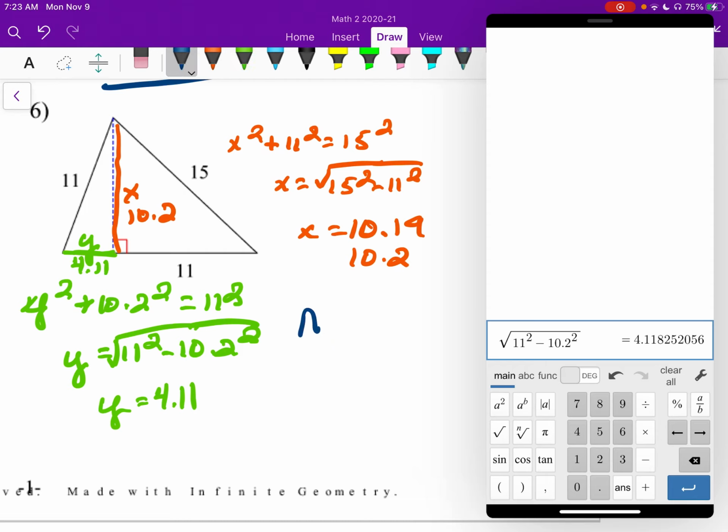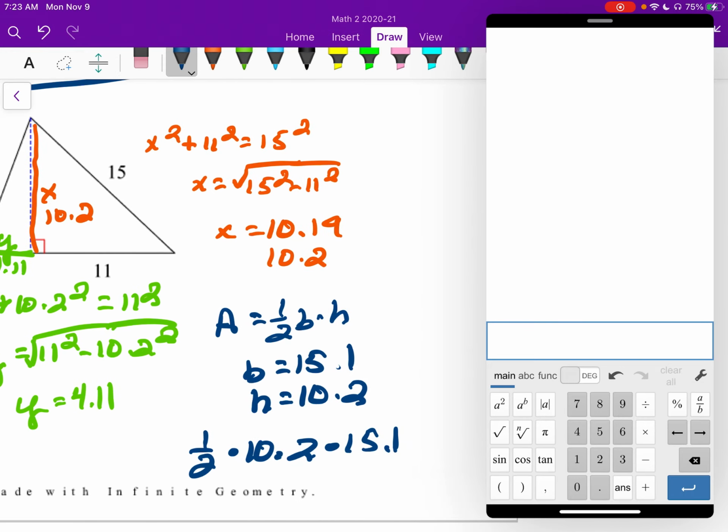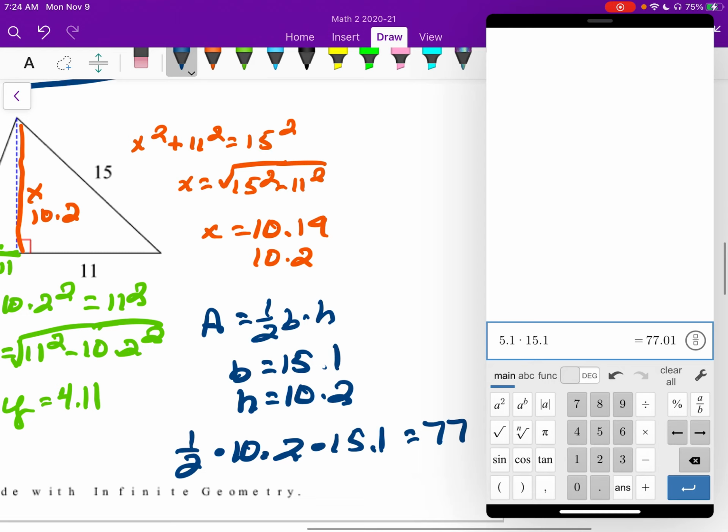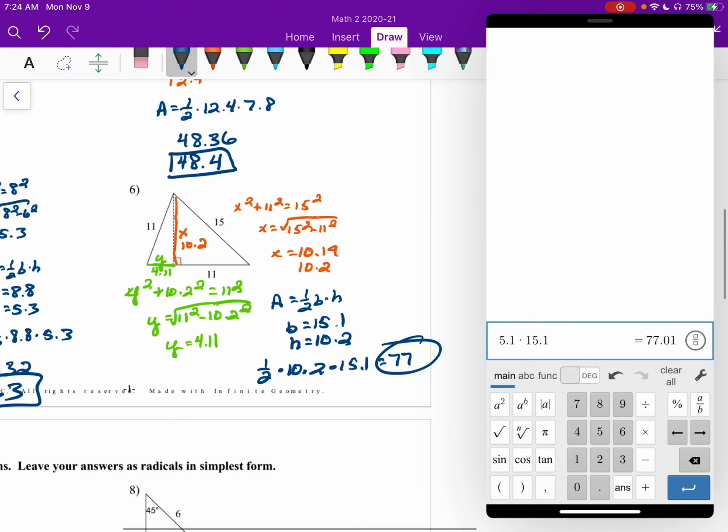So let's do our area formula. Area is 1/2 base times height. The base added together is going to be, what is that, 15.11? Or we'll just say 15.1. And the height is going to be 10.2. So 1/2 times 10.2 times 15.1. And I got 77, and we'll say just plain old 77 because we're rounding to the nearest decimal point. All right, there is number 6.